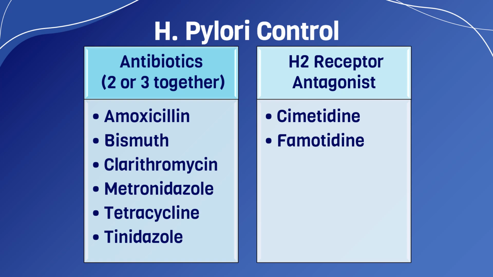So we're going to be giving 2 or 3 antibiotics and an H2 receptor antagonist. Thinking about what complications we could have from giving several antibiotics at the same time, we need to make sure that we're teaching the patient about C. diff. When we're giving multiple antibiotics plus an H2 receptor antagonist, we can also be worried about electrolyte issues.